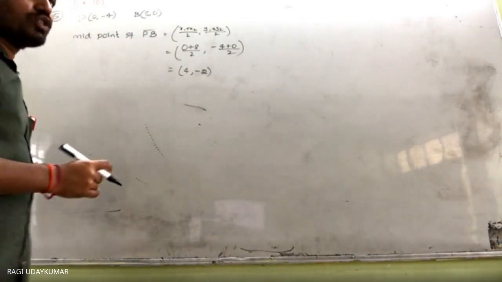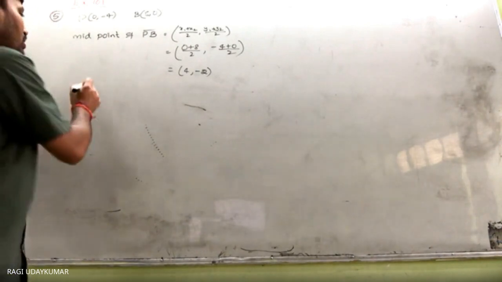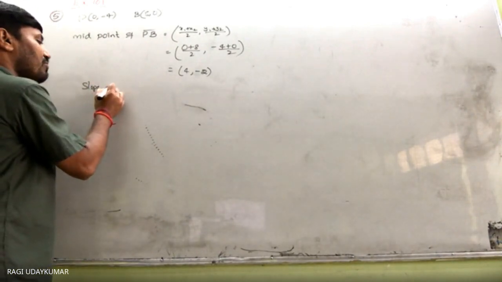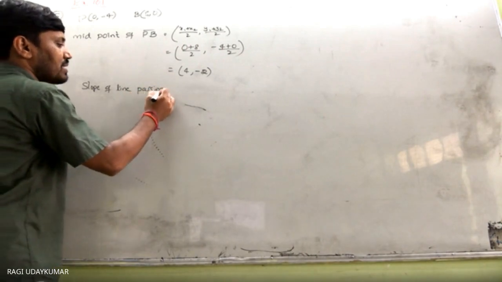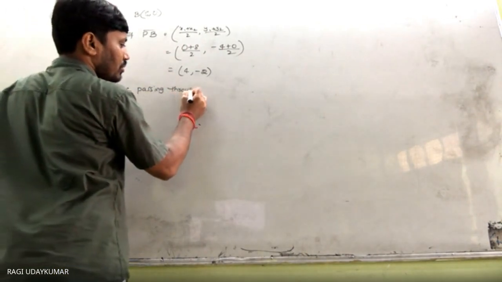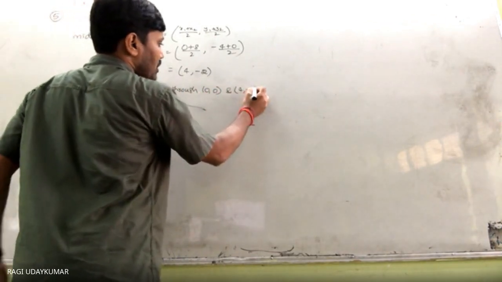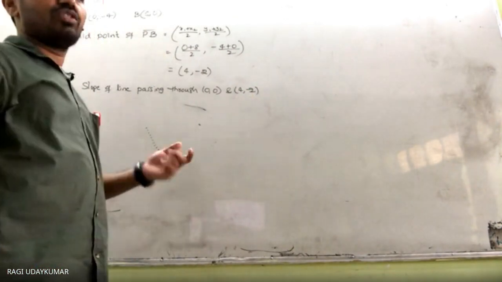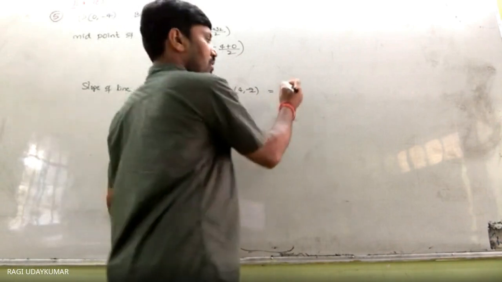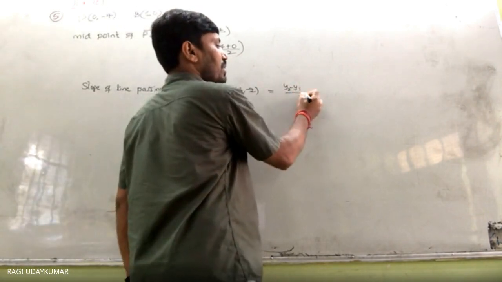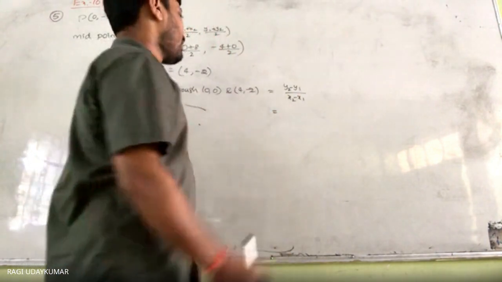Now you have to find the slope of the line passing through the origin and this point. Slope of the line passing through 0 comma 0 and 4 comma minus 2. 4 comma minus 2 is the midpoint now. So what is the slope formula? Whenever two points are given, (y2 minus y1) by (x2 minus x1). So what do you get here?